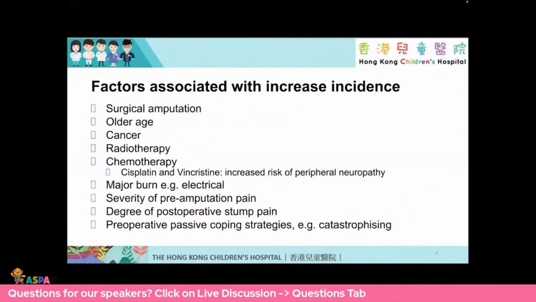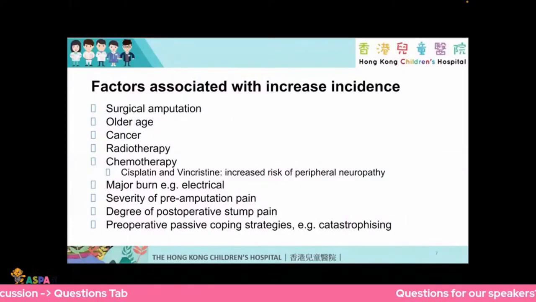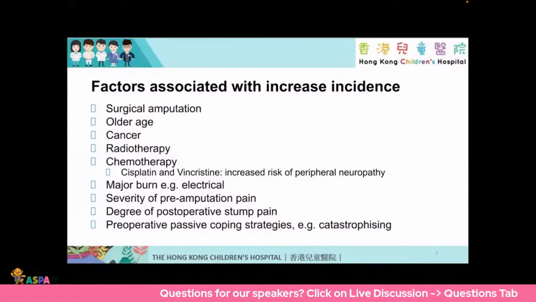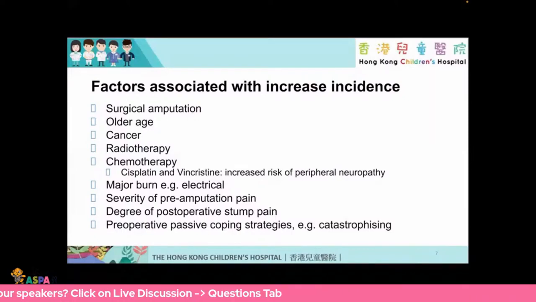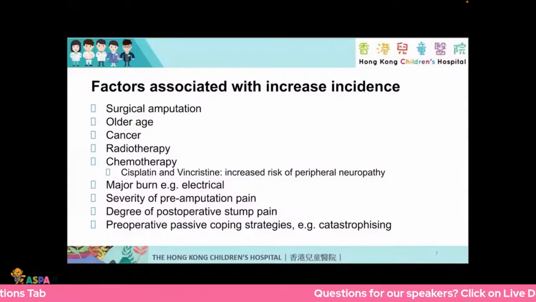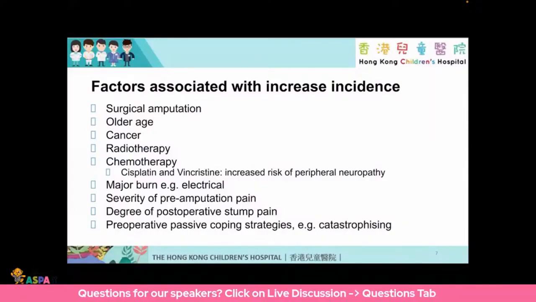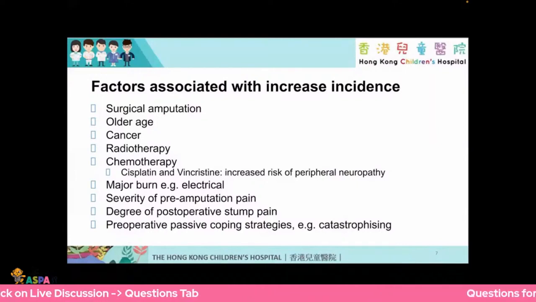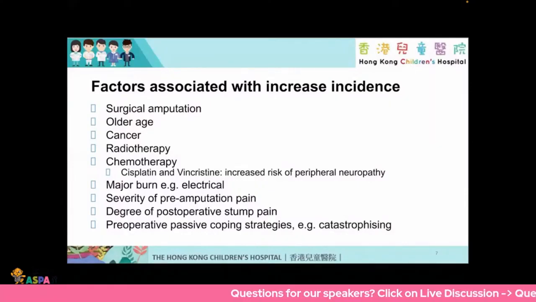These are the factors found to be associated with increased incidence. In the surgical amputation group, about 49 to 76% of patients reported persistent phantom limb pain, while in the congenital limb deficiency group, there's only 3 to 4%. Age is found to increase the incidence of phantom limb sensation. However, its relation with phantom limb pain is not that strong.